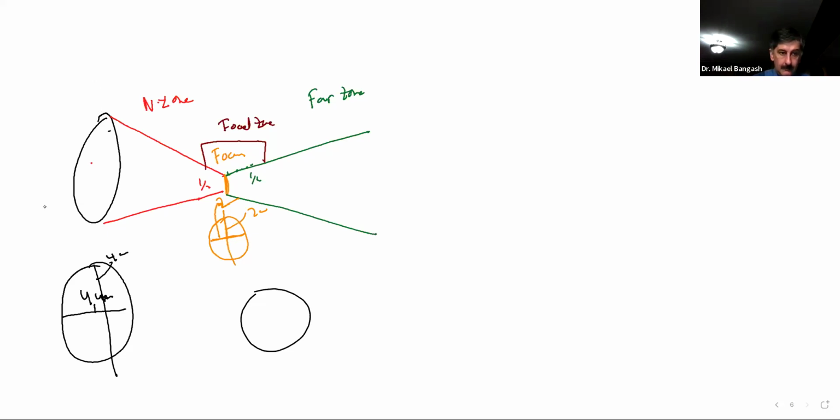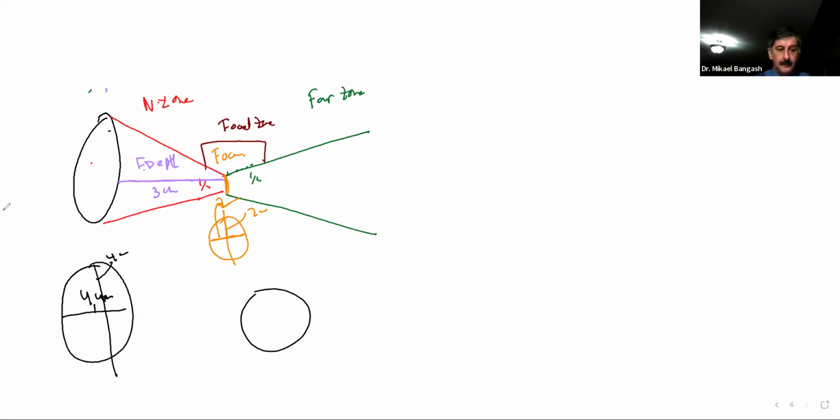Now let us just assume, what do we have? In the near zone, this distance here was our focal depth. Now let's say that our focal depth here was, let's just take any number, it doesn't really matter, 3 centimeters. Focal depth or focal length was 3 centimeters.